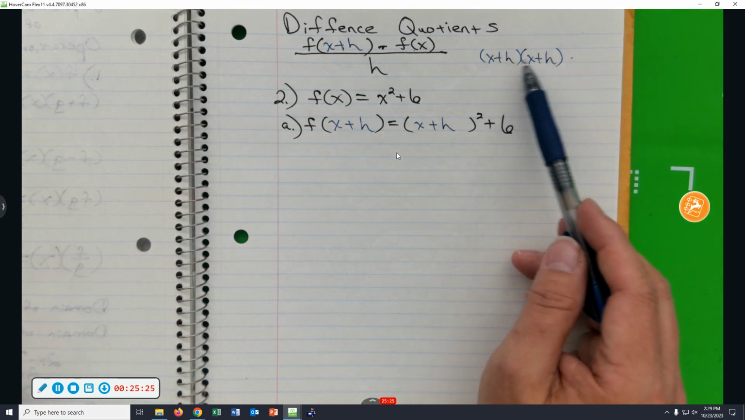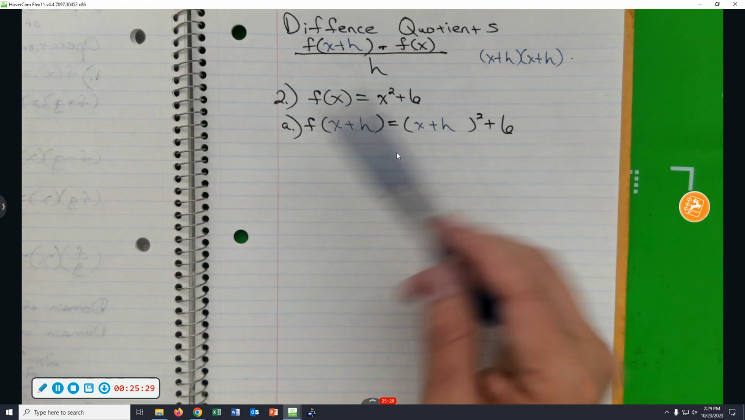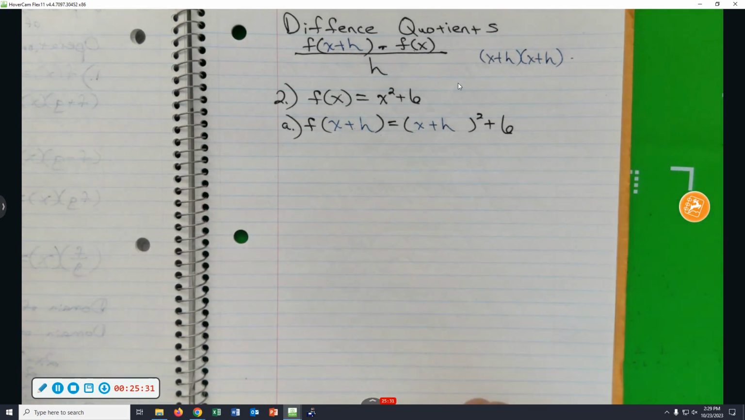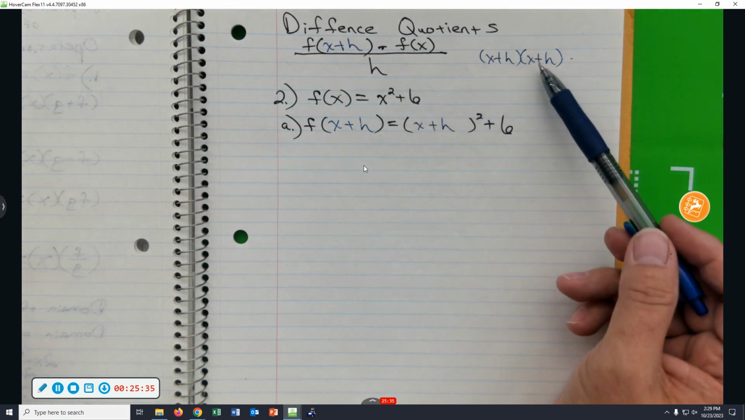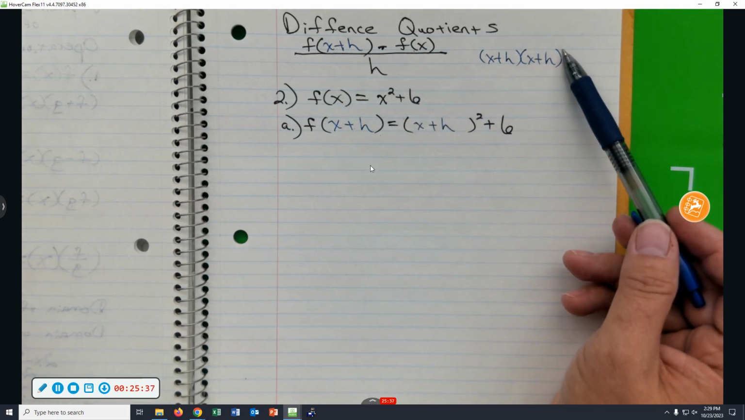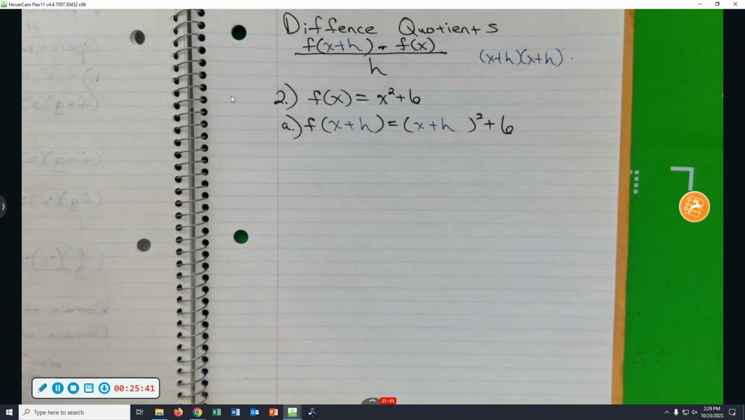Foil the first two out. Combine like terms. Then take the next one. Distribute through the x, distribute through the h, combine like terms. So at the very least, there's not any cubes. That would be certainly messier. But here we're just foiling it out.